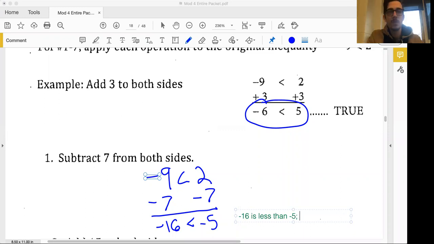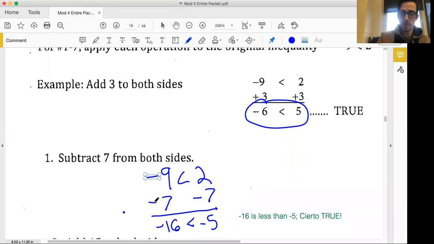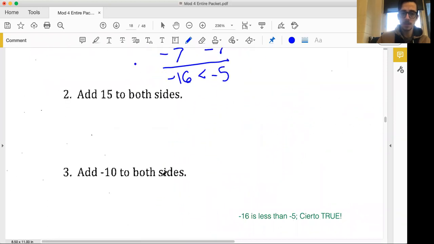Cierto o falso? Cierto, true. -5 isn't as negative as -16. So we say that that's a true statement. Let's bang out the next few.